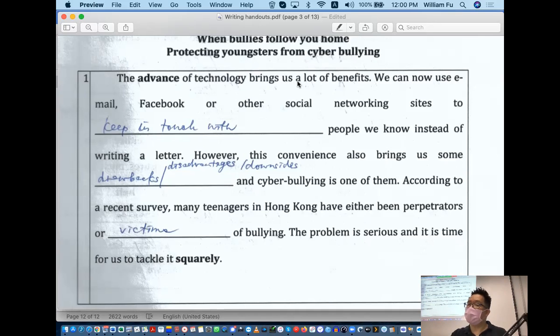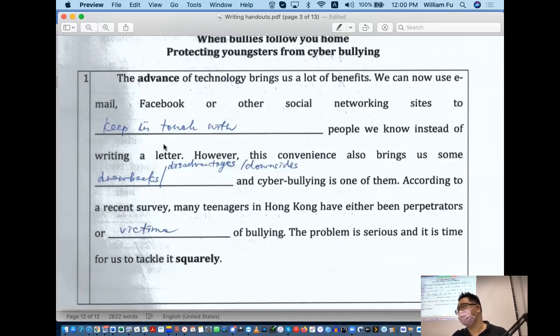The advance of technology brings us a lot of benefits. Now we can use email, Facebook, or other social media networking sites to keep in touch with people, instead of writing a letter.